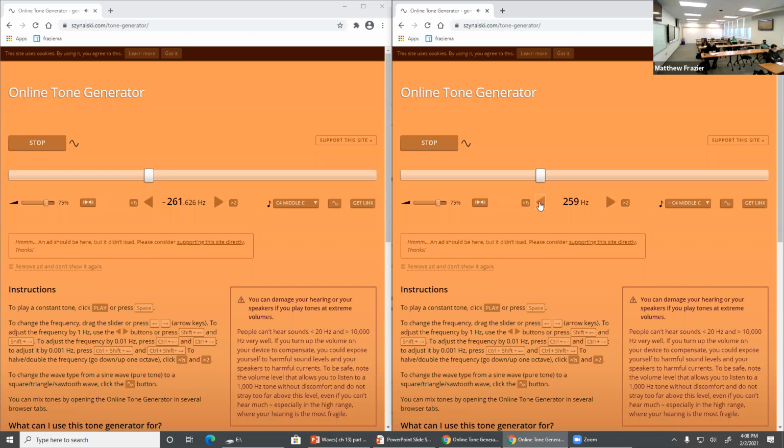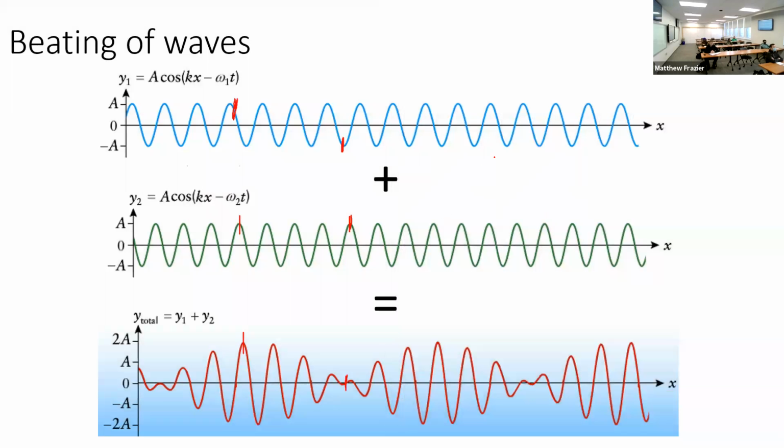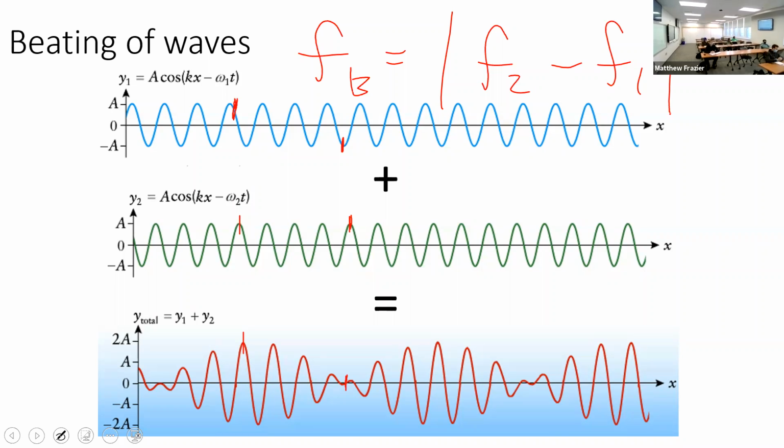Now I can go down in frequency and you get the same beat. All right, that's the important thing. All that matters is the difference between the two. You're not going to get a negative frequency. It's just the absolute value of the difference between them. So what matters here is that the beat frequency is F2 minus F1. Take the absolute value.